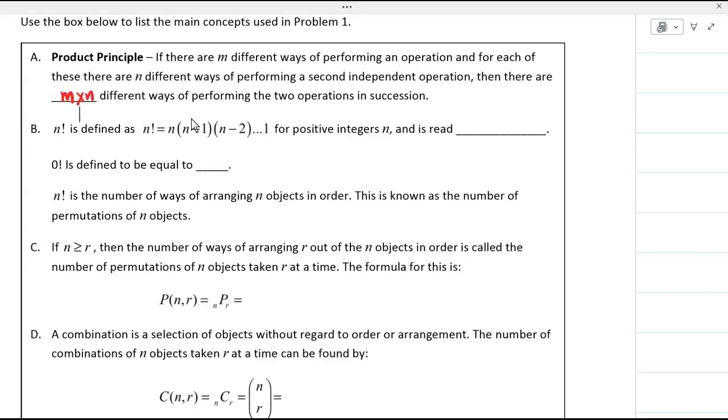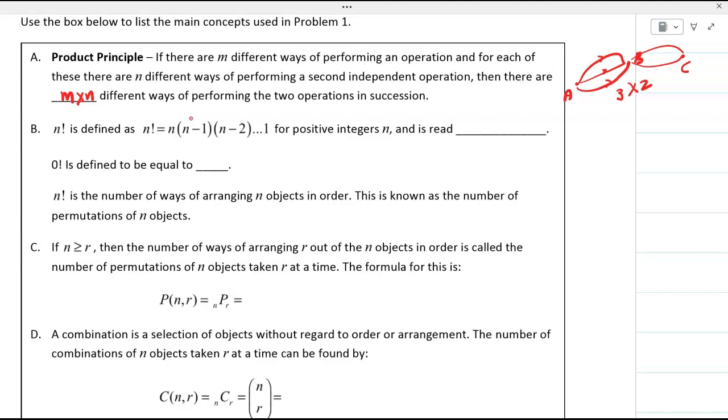What does that mean? Suppose to go from place A to place B, there are 3 routes. And from B to C, there are 2 routes. So how many ways can you go from A to C via B? How many routes are there from A to B? 3. From B to C, there are how many routes? 2. So 3 2s are 6.